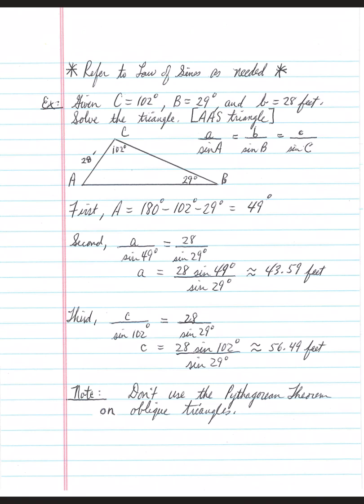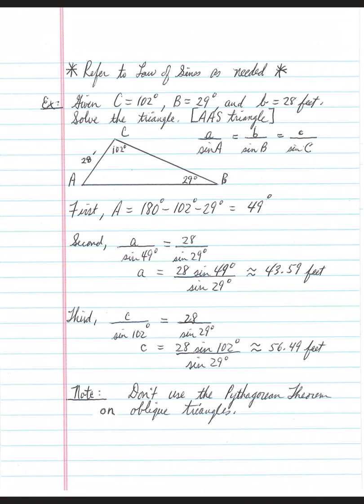Multiply both sides by sine 49. Make sure your calculator is in degree mode. If it is, type in your numerator. Make sure that you get all the numerator together before you divide by sine 29. Be very careful. You will need to close off parentheses behind the 49 before you hit divide. This is the approximate length of side A.